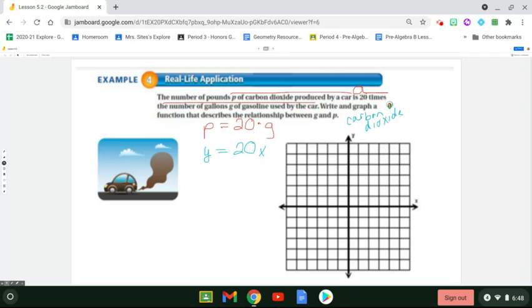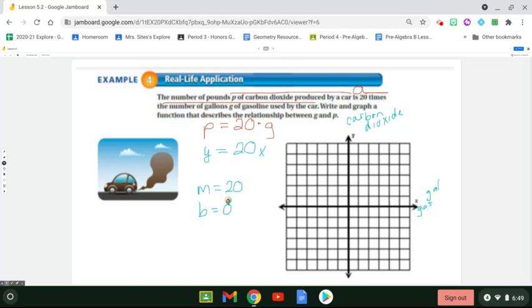Okay, and then G is going to be for our gasoline, which we changed into X. So that is gasoline, gallons of gas. So we're going to graph this. That means for what I'm going to be doing here, I have a slope of 20 and a y-intercept of 0.